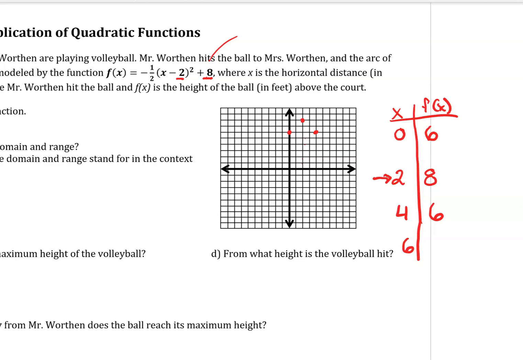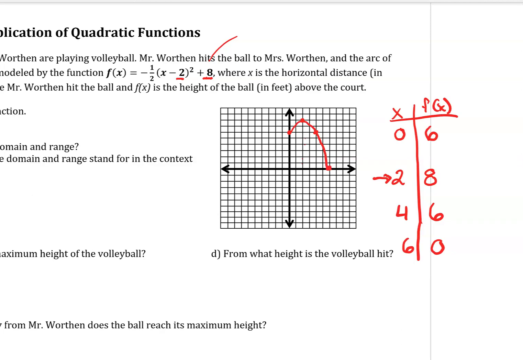6 minus 2 is 4. 4 squared is 16. Negative 1/2 times 16 is negative 8. Negative 8 plus 8 is 0. At 6 feet, the ball hit the ground. 1, 2, 3, 4, 5, 6. And then we will connect our dots.